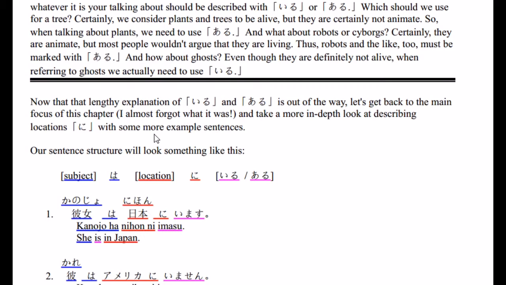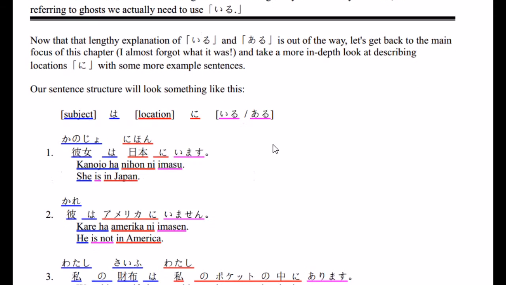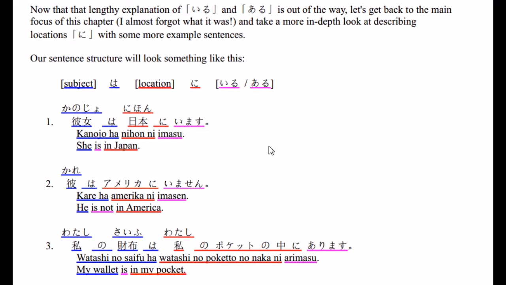All right, now that the somewhat lengthy explanation of iru and aru is out of the way, we can begin to focus on the main point of this chapter, and that is using ni to describe location. The sentence structure we'll be using will look something like this. Subject wa, location ni iru, or subject wa, location ni aru. Please notice that the subject will be underlined in blue, the location with ni is underlined in red, and the verb at the end in purple.